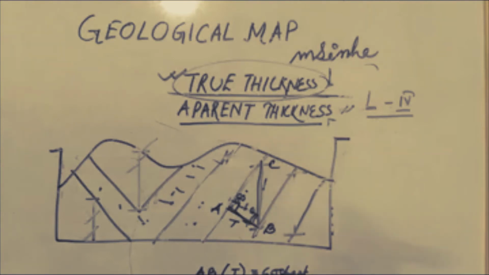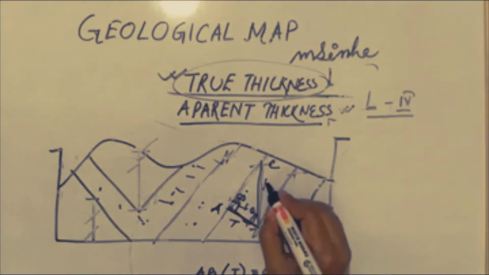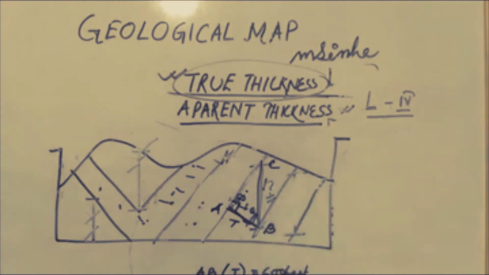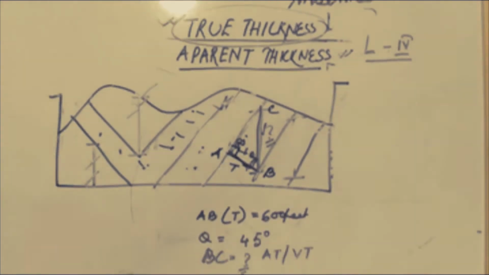So without plotting a geological map, through calculation you can also identify the true thickness and apparent thickness. Suppose you have to identify BC. What is BC? BC is the hypotenuse. BC is the apparent thickness. Apparent thickness is also known as vertical thickness. How will we calculate it?